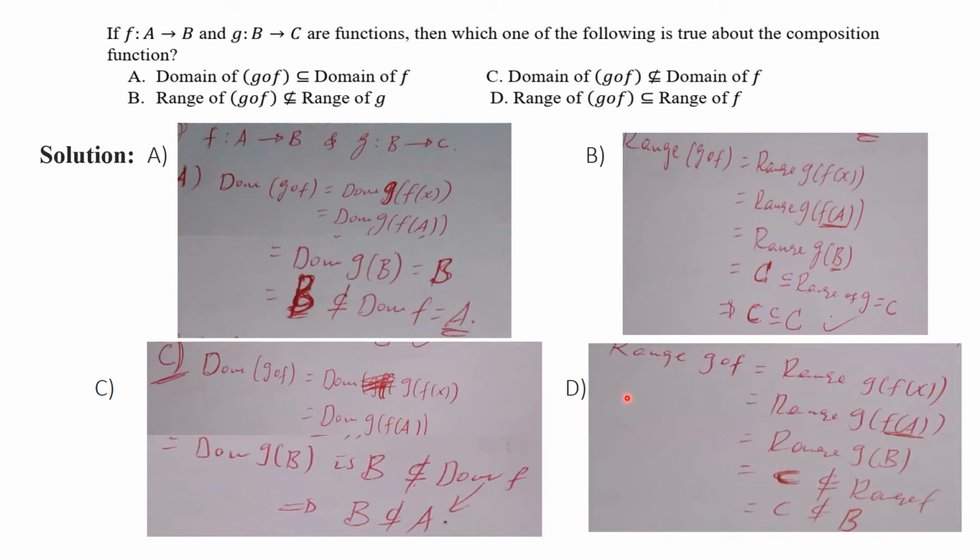Let's see D. Range of gof means range of g of f of x, which is range of g of f of a. F of x means f of a, we insert a in place of x. F of a means b. Range of g of b is the range of g, which is C. So range of g means C. C is not the subset of range of f, the range of f is b. So C is not the subset of b. Then the answer will be C.